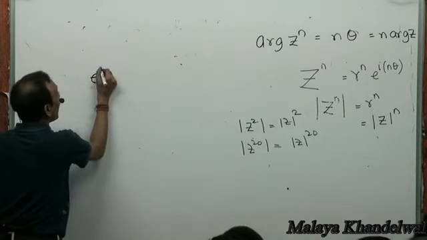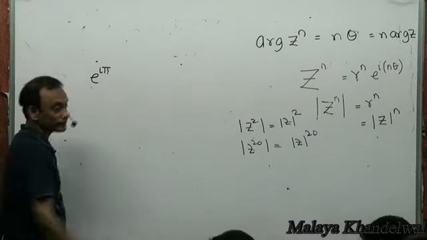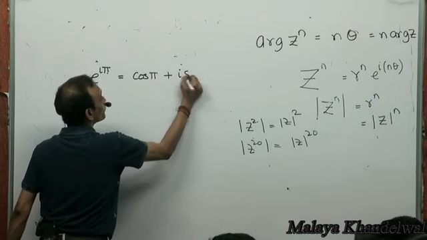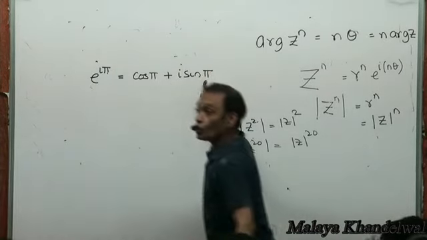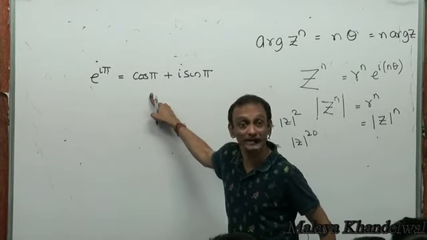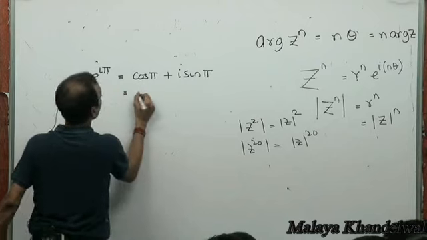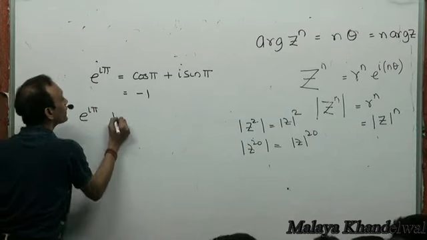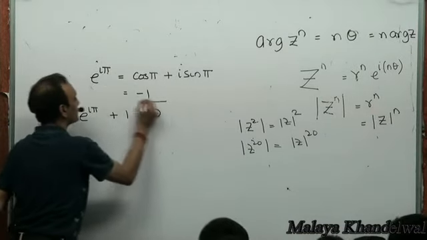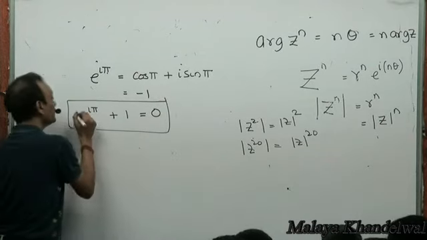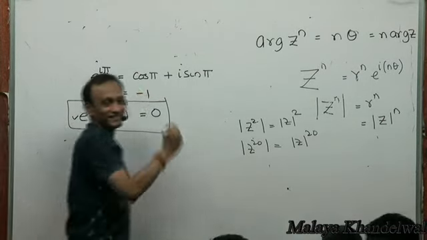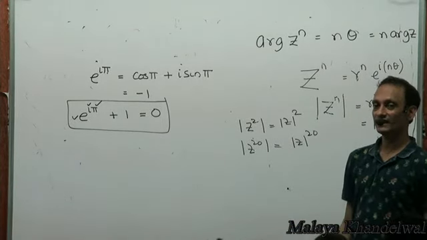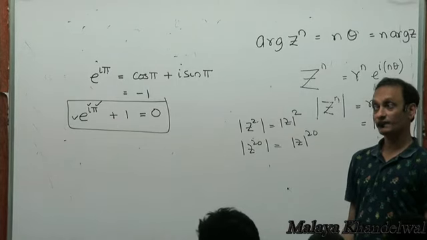e power i pi, for example, is cos pi plus i sin pi. Yes or no? Sin pi is 0, cos pi is -1. So this gives us e power i pi plus 1 equal to 0. The family eventually came together: e, i, and pi.